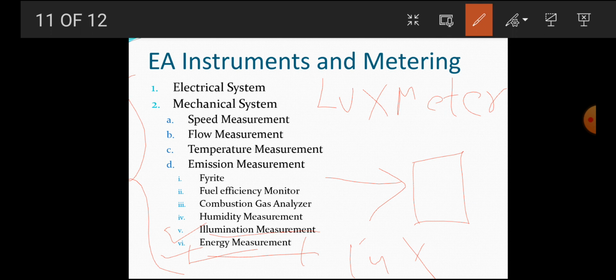So this ends the chapter, and we will see the next chapter, that is the fourth, energy efficiency in thermal utilities and systems. So thank you very much.